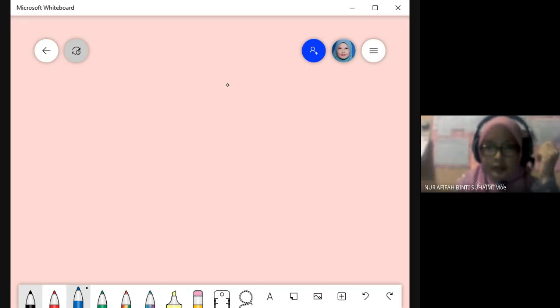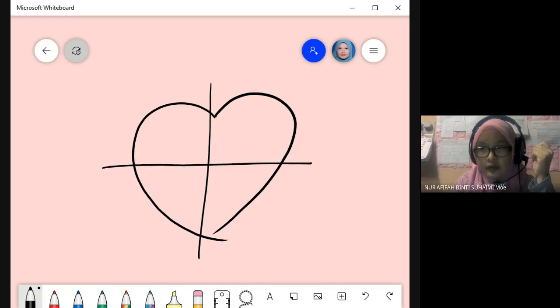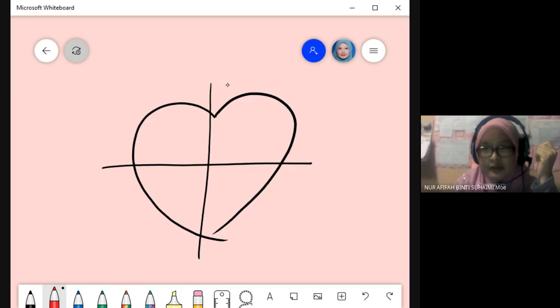Now, the structure of our heart. I want you to remember, always remember this one. This is your heart. We separate it into 4 chambers. Which one is left? Which one is right? Remember, it is vice versa with your hand.